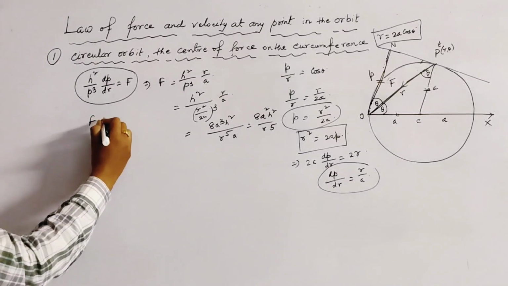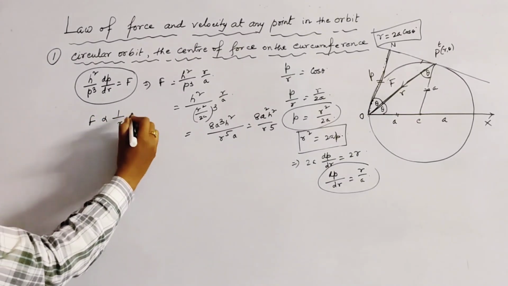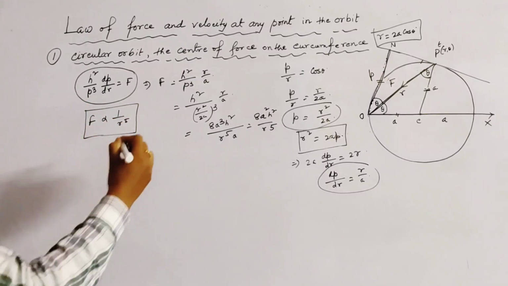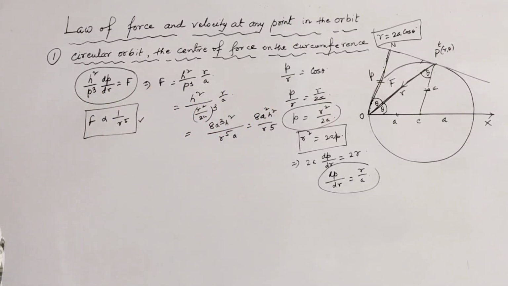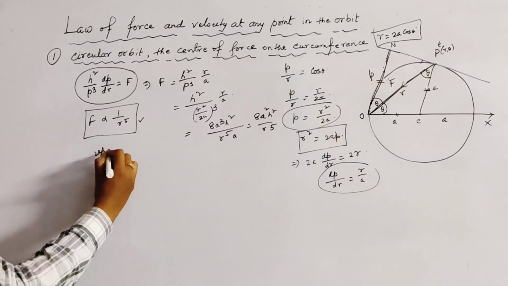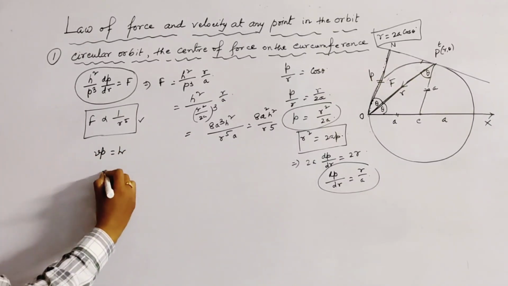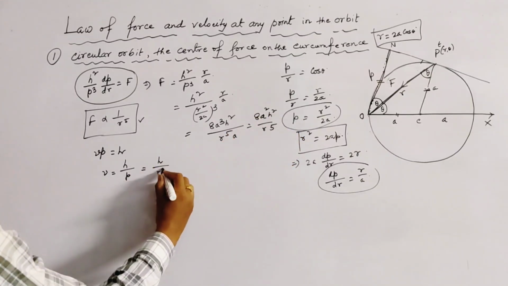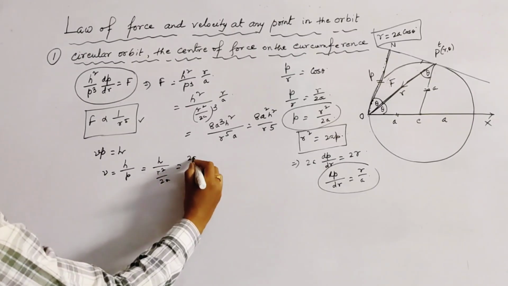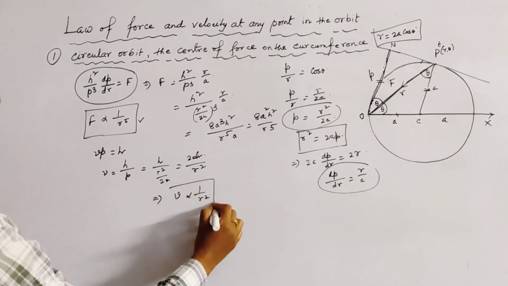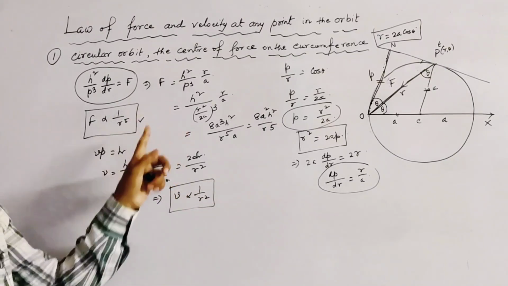So we get F is proportional to 1 by r to the power 5, and we get the central force or the law of force very easily from the pedal equation. Clear? Now in pedal form we get the velocity expression. This is also a very easy expression. This is vp equal to h, and we get v equal to h by p, and h by p means h times 2a by r square, that is 2ah by r square. So velocity is proportional to 1 by r square. This is also a very easy expression from the pedal form.